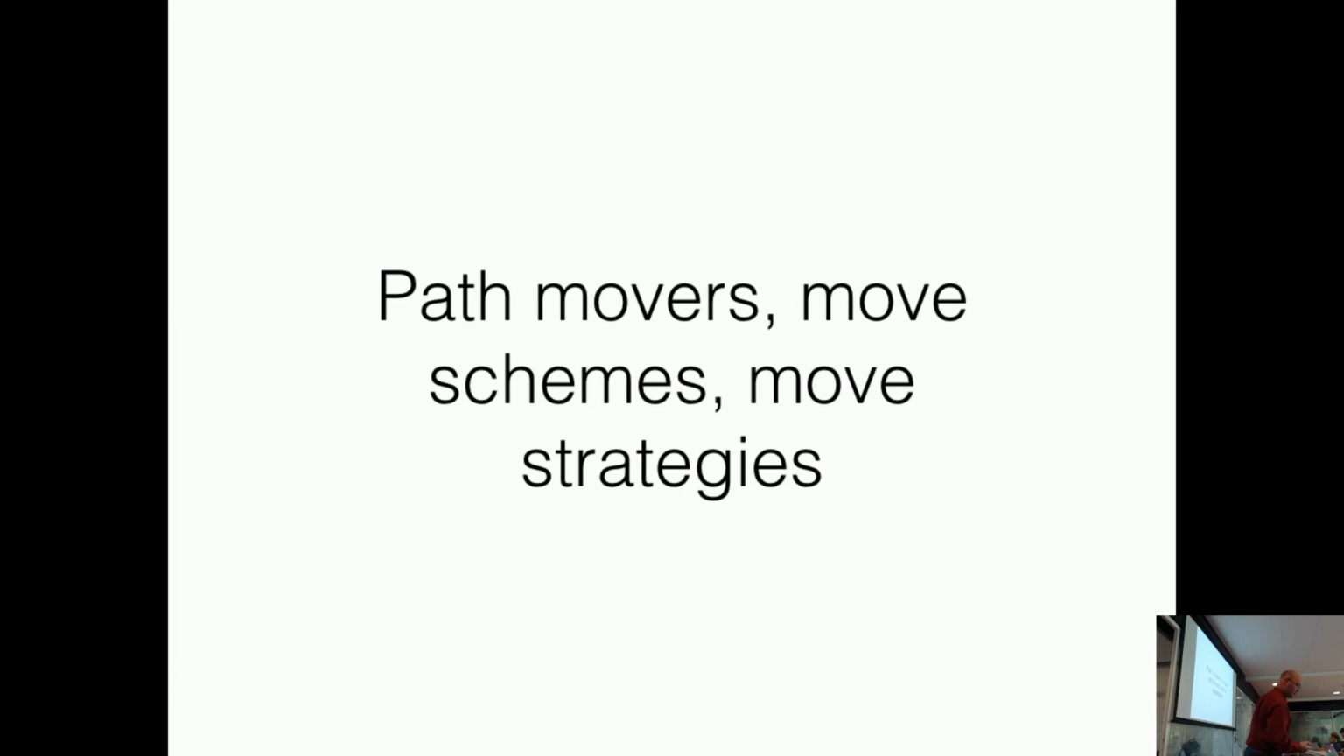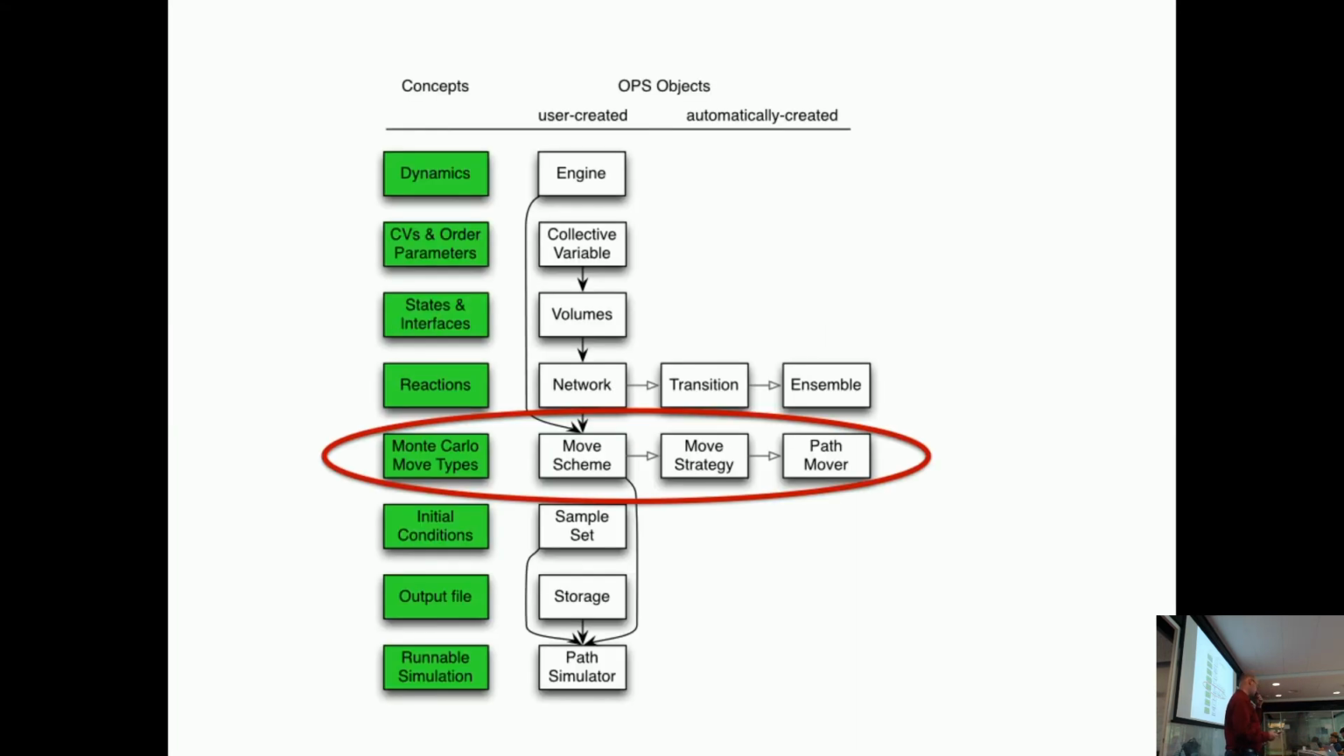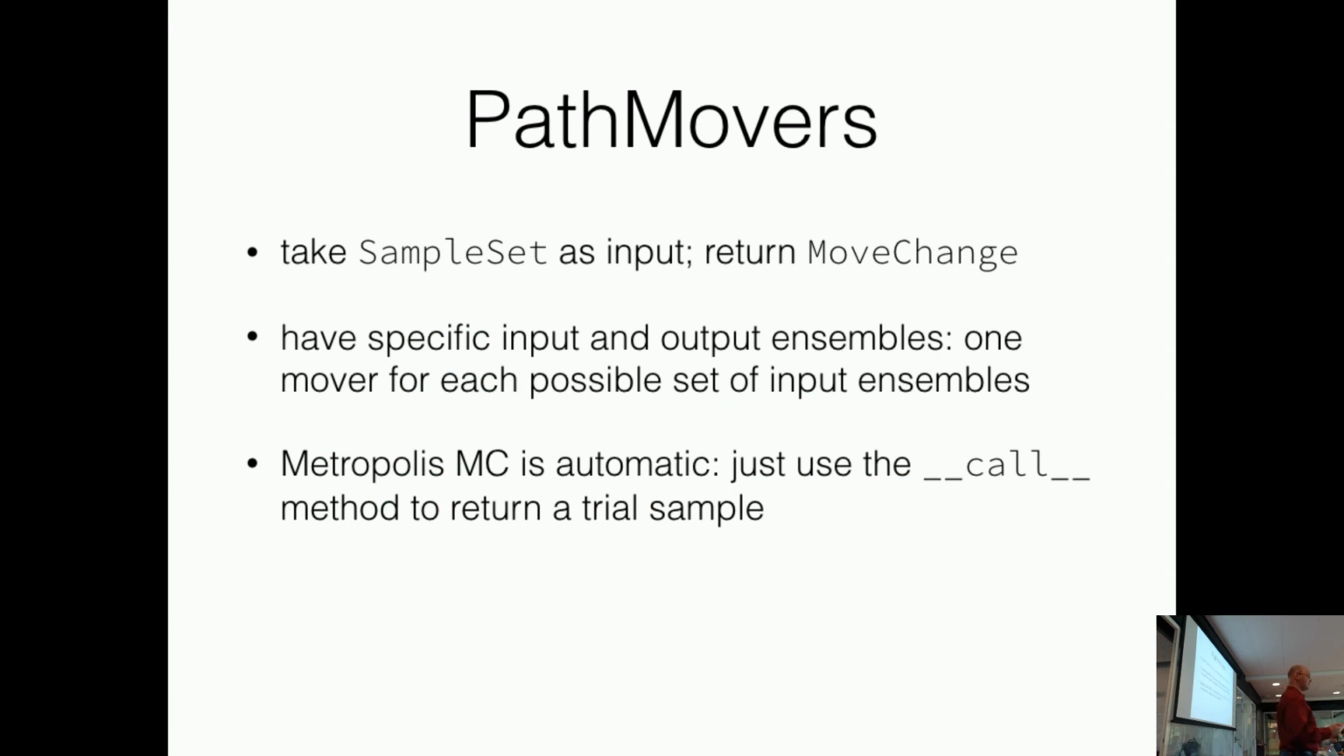On to path movers and move schemes and move strategies. So this is also one of the more complicated things. Again, I think if I remember correctly, this goes from the path mover to the move scheme to try and give you a reason that we have these more complicated objects. So the big ideas are that the path mover takes a sample set as an input and returns a move change. Now that's a little bit strange, but remember that we store all this information about how the move changed and what happened during the move. So the sample set, what you sampled, isn't the only thing that matters. We care about how you sampled as well, and from how you sampled, we can extract what you sampled.